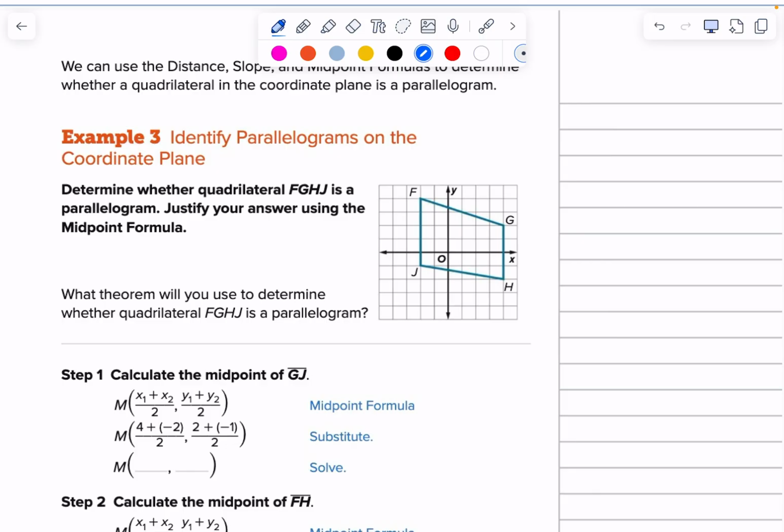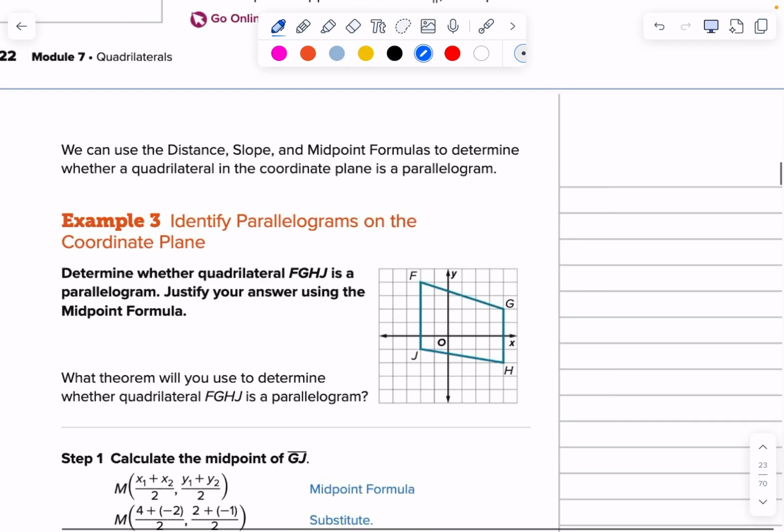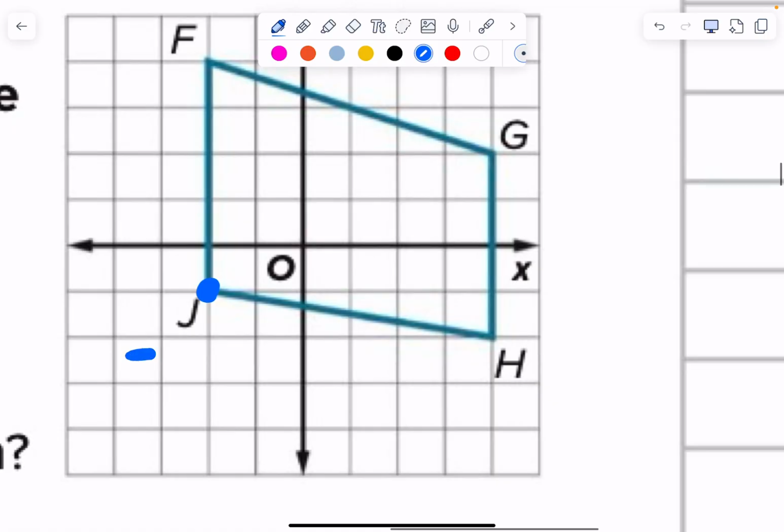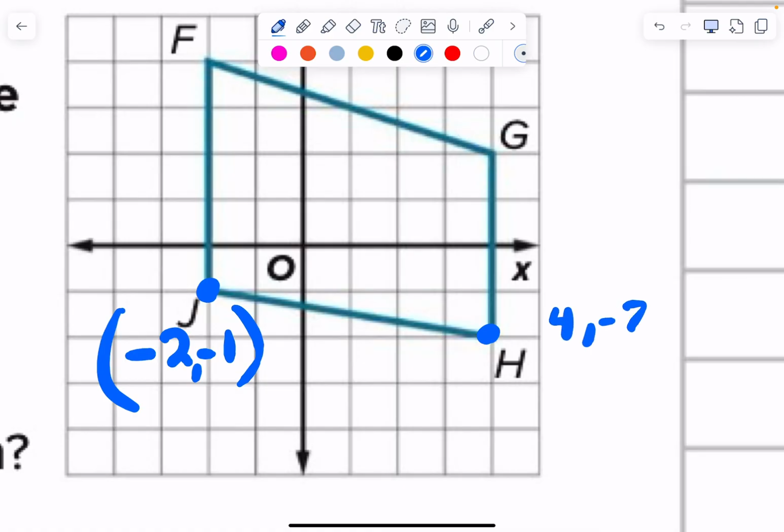They say determine whether it's a parallelogram. Justify by using the midpoint formula. So what we're doing here is we're checking the diagonals, right? Let's put the coordinates down of each one of these. J is at -2, -1, right? What about H? 4, -2. G is at 4, 2.